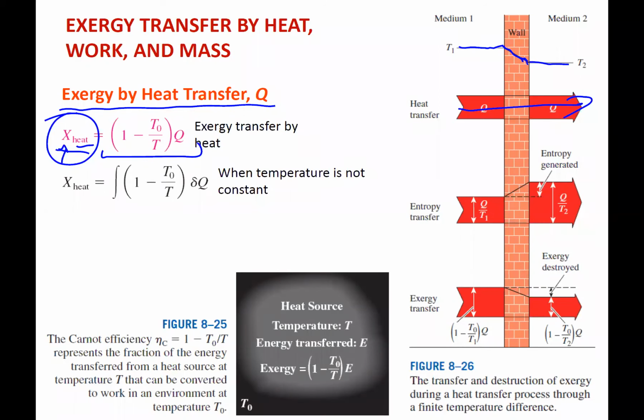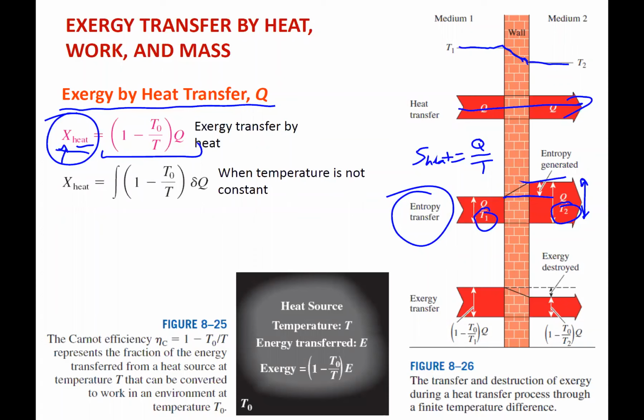Now, if we look at entropy transfer, entropy by heat is Q over T, while the temperature changes from T1 to T2. So T1 is higher, so when you divide Q by T1, you're going to get lower entropy. And when you divide Q by T2, because it's smaller, you're going to get this higher entropy. So the difference between those two is your entropy generated.